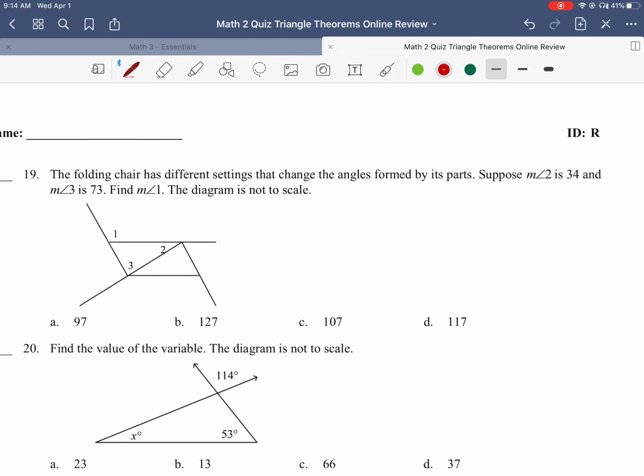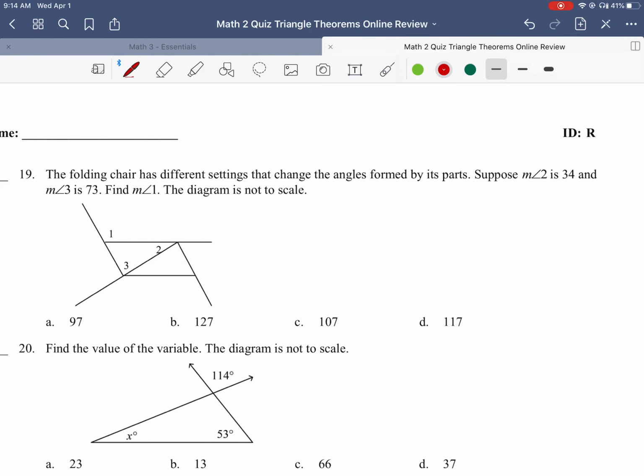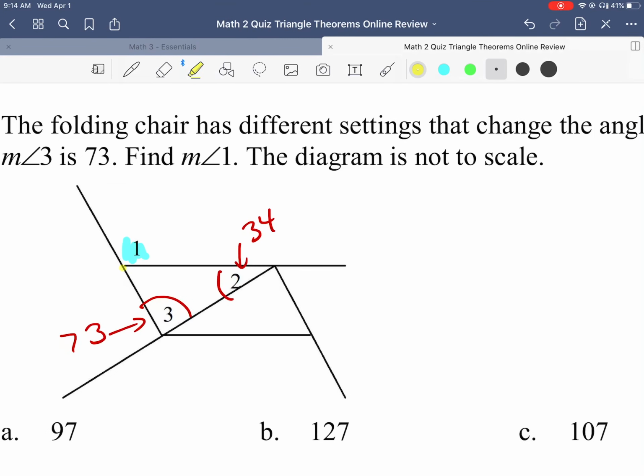All right, last two questions. The folding chair has different settings that change the angles formed by its parts. Suppose measure of angle 2 is 34. Measure of angle 3 is 73. My question is asking me to find angle 1. All right, there's a lot going on here. Let's just look at the triangle. Okay, so same thing we just talked about. The measure of angle 1 is my outside angle. That will equal the two other angles put together. So 73 plus 34 is 107.